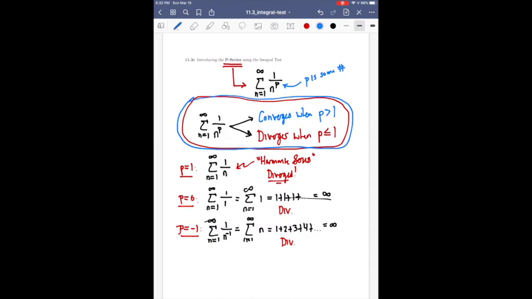And the only way that we could show whether or not this p-series converges or diverges was using our friend now, the integral test. So please try to remember this p-series. It's going to be very, very important as we go on with series convergence and divergence tests.